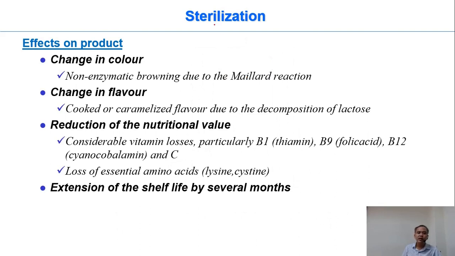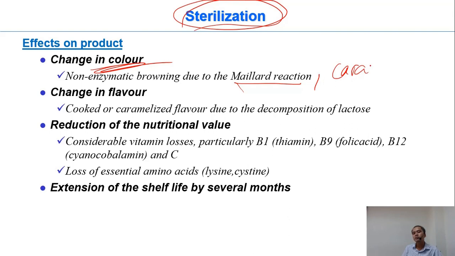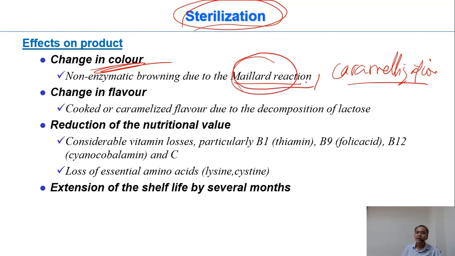What are the effects on the product of sterilization? Change in color is significant because of the Maillard reaction, because of caramelization. Milk contains sugar, so sugar may participate in caramelization, of course, at high temperature. And also the Maillard reaction, because lactose is a reducing sugar, can react with amino acids at high temperature, and that is the Maillard reaction. This causes a browning effect, and we have a change in color. Changing flavor is also significant. We have quite a cooked and caramelized flavor.